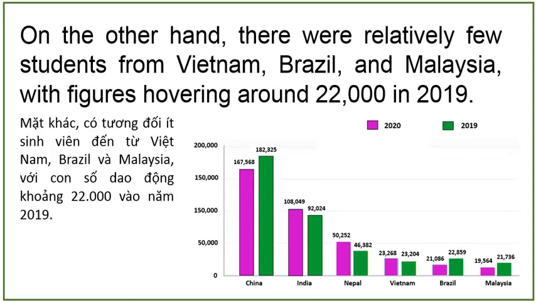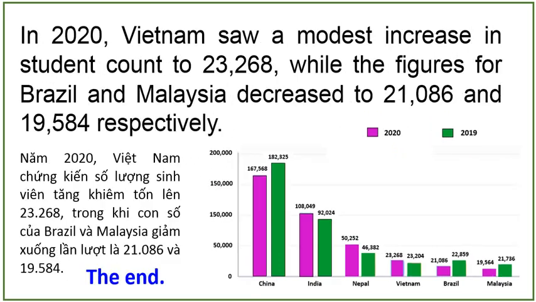On the other hand, there were relatively few students from Vietnam, Brazil, and Malaysia, with figures hovering around 22,000 in 2019. In 2020, Vietnam saw a modest increase in student count to 23,268, while figures for Brazil and Malaysia decreased to 21,086 and 19,584, respectively.